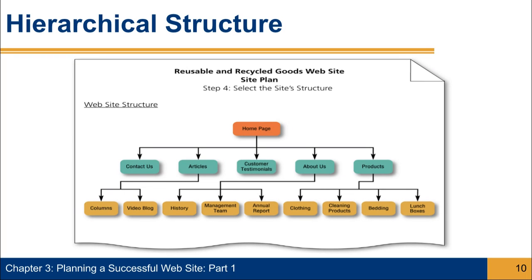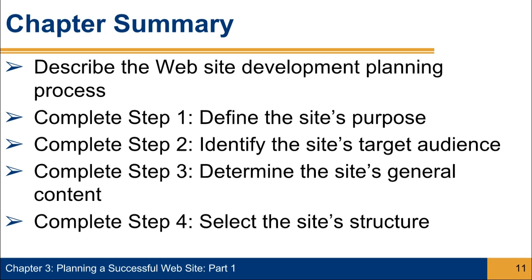But you can see the contact page and the testimonials page end at that. The articles page breaks off into the columns and video blog. The About Us page breaks off into history, management team, and annual report. And the products page breaks off into clothing, cleaning products, bedding, and lunch boxes. A great example showing the site structure.